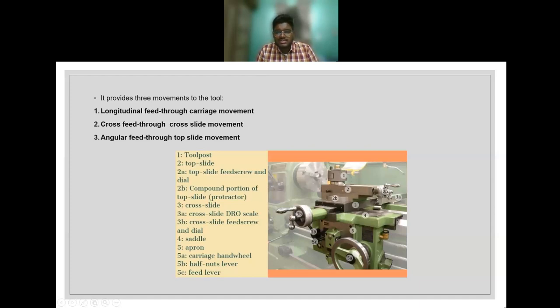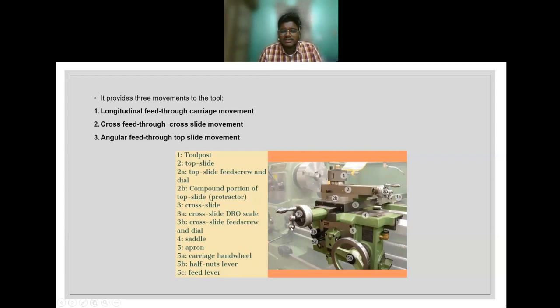So in the top slide the tool post is being arranged, and this 2A is the top slide, feed screw and dial, which can be used for movement. The third one is the cross slide, this one. We can move the cross slide using this cross slide dial scale.